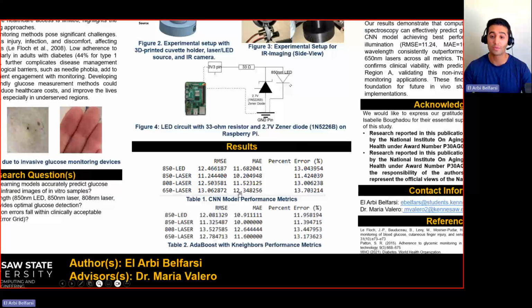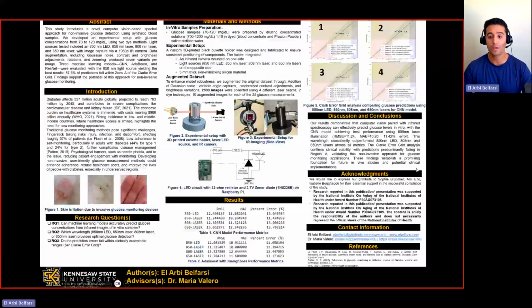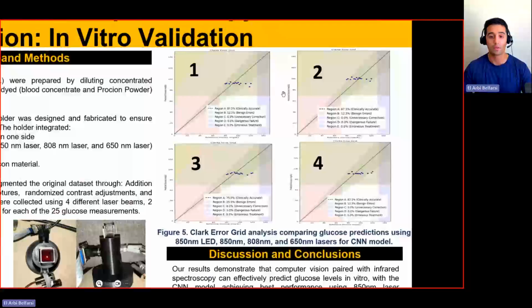The main models that we've found to be useful for such a task are convolutional neural networks and AdaBoost with k-neighbors. With CNNs, we were able to get a better accuracy for the 850 nanometer laser, with a percent error reaching 11%. On the right-hand side here, we have the Clarke Error Grid for, first of all, the LED with 850 nanometer, then the laser of 850 nanometer, followed by the 805, and finally the 650. And we can see that, for instance, the laser of 850 produced 87.5% clinically accurate results.